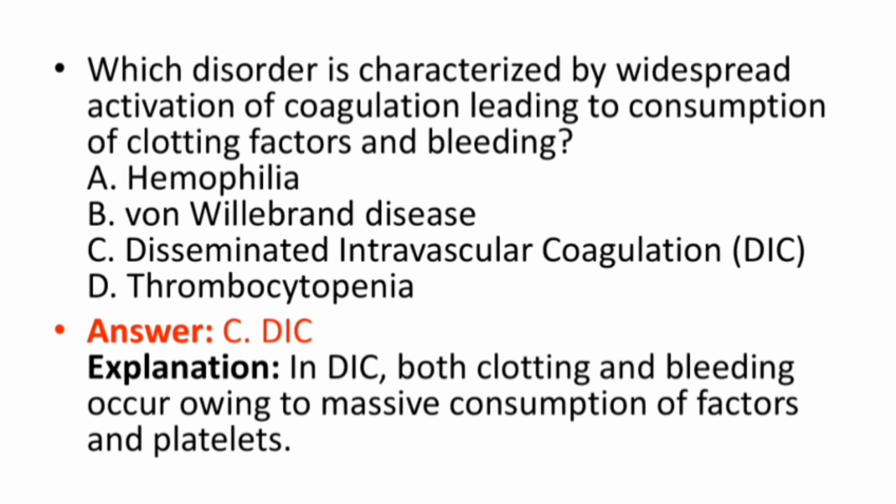Which disorder is characterized by widespread activation of coagulation leading to consumption of clotting factors and bleeding? Option A hemophilia, option B von Willebrand disease, option C disseminated intravascular coagulation, option D thrombocytopenia. The correct answer is option C, disseminated intravascular coagulation. In disseminated intravascular coagulation, both clotting and bleeding occur, linked to massive consumption of factors and platelets.